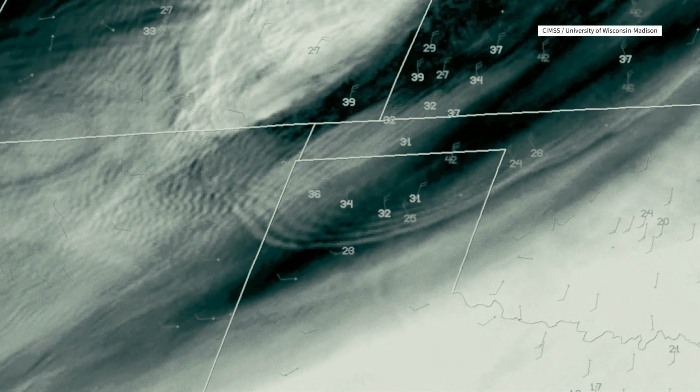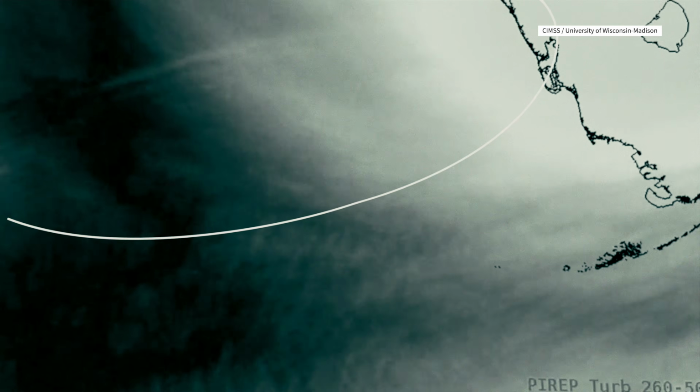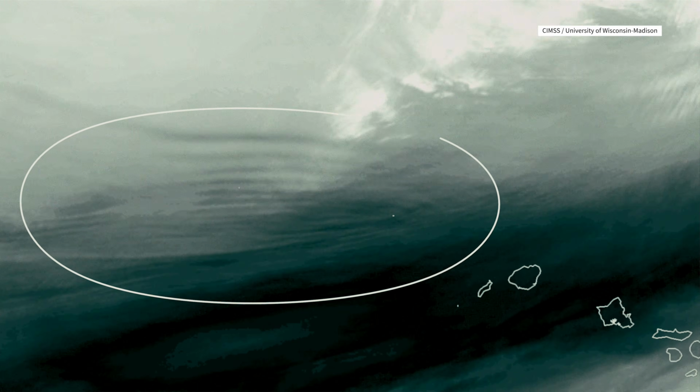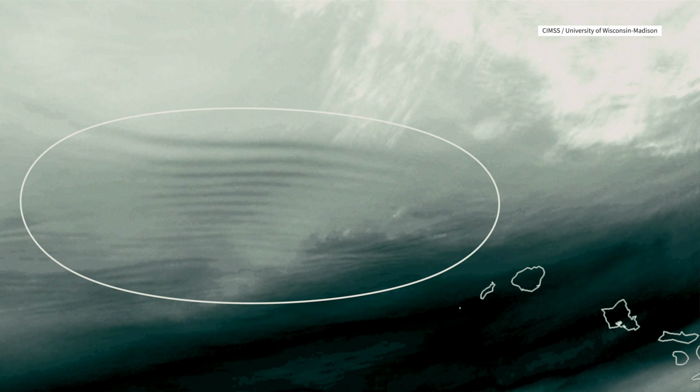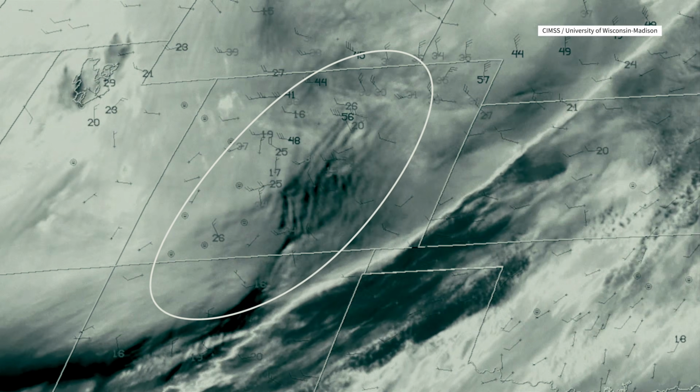These satellite images show an often unseen phenomenon that occurs in our atmosphere. The ripples that you can see here are called atmospheric gravity waves, and these disturbances occur when air is pushed upward, followed by gravity pulling the air back down again. This push and pull happens over and over, creating the wave.